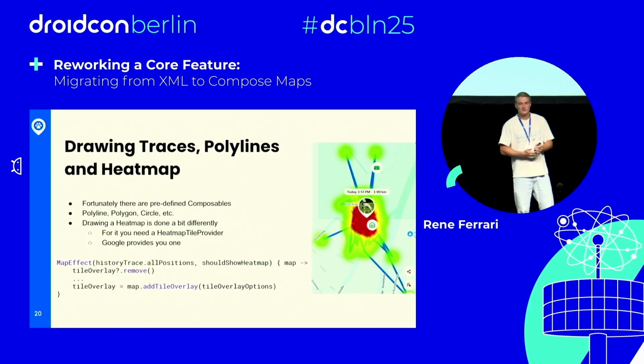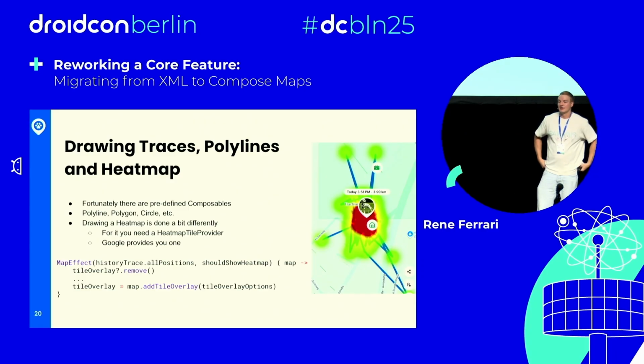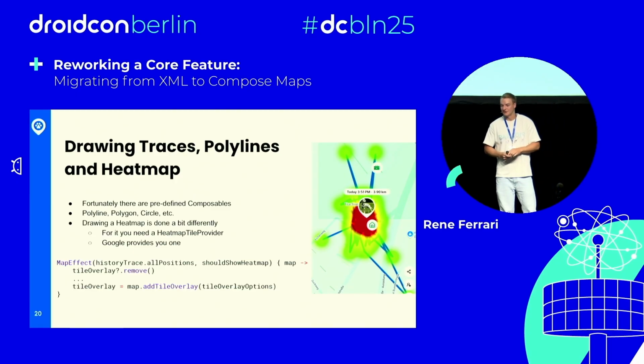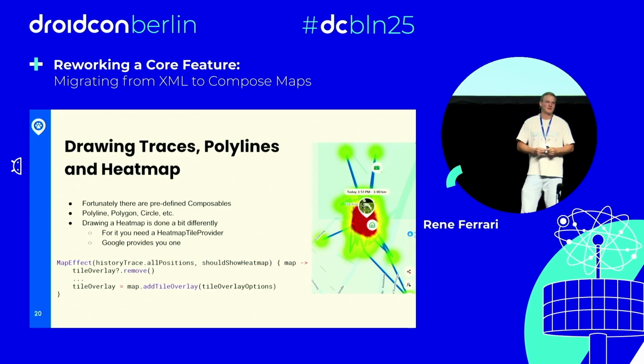Yeah, then we also show a heat map on the map, and other polylines and traces, everything basically. Fortunately, with the old Google Map, you also had polyline and circle and so on. Similarly, with Compose, you have those available, so all of that is super simple to solve. You just write polyline, and you can define stroke width, color, everything. The only trickier part was the heat map, because we have some custom definitions on scaling and so on. But that's also quite easy.